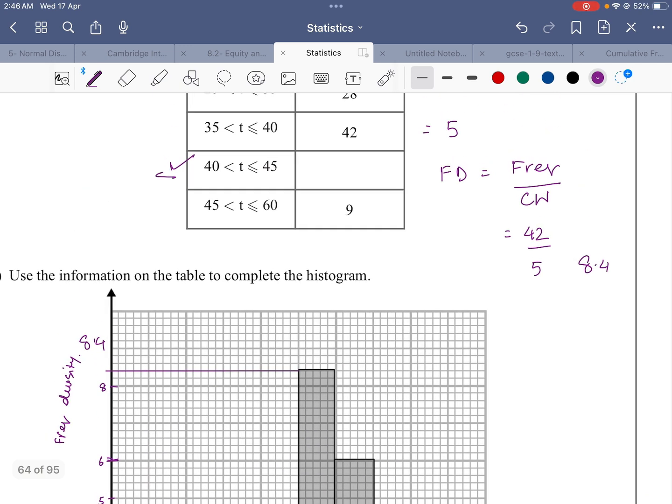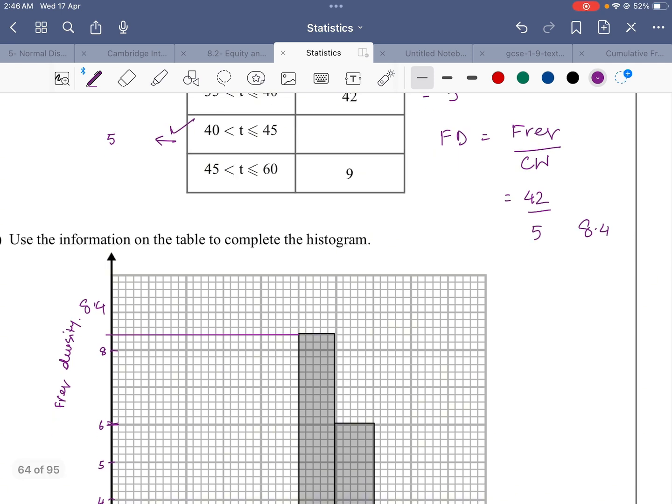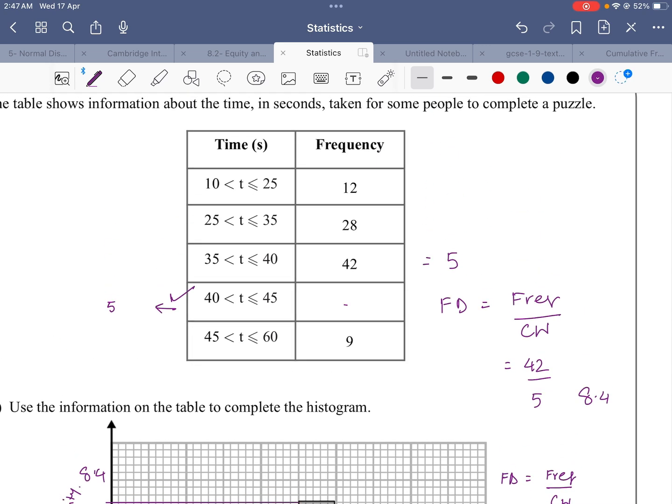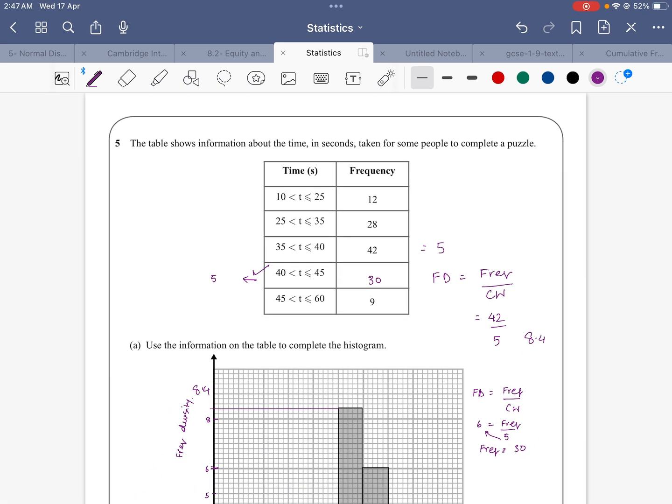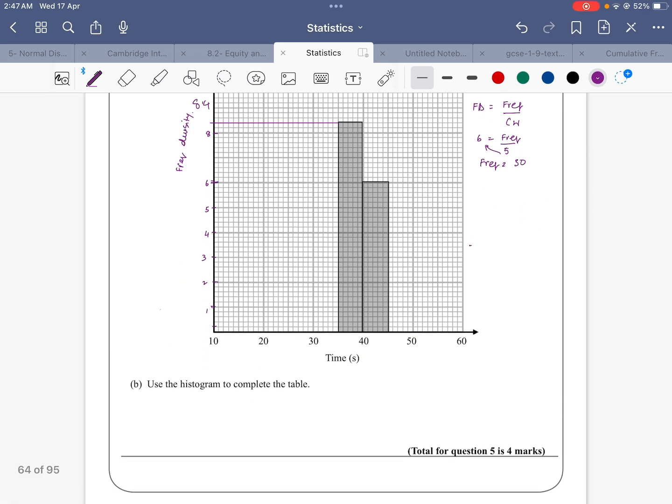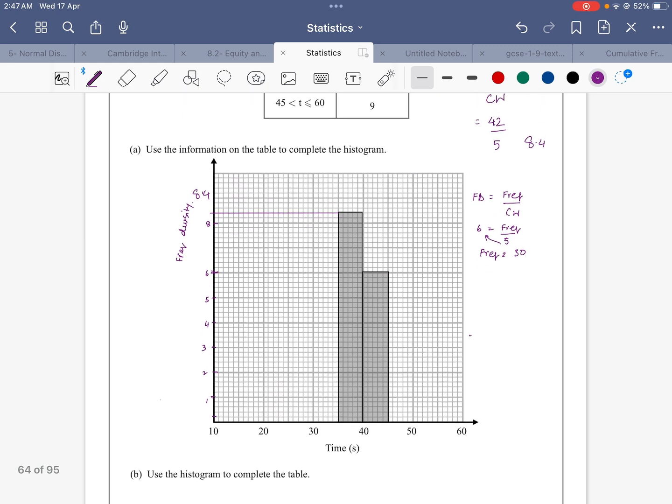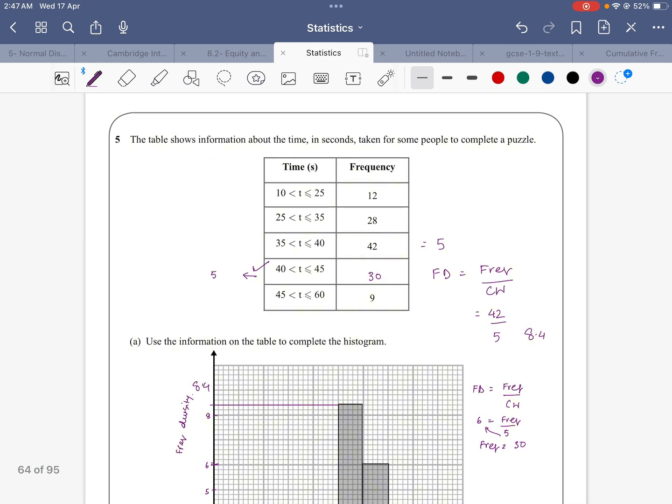So to calculate this, the class width is 5. Let's apply the formula for frequency density once again. Frequency density is equal to frequency upon class width. We know the frequency density, which is 6. We don't know the frequency, and we know the class width, which is 5. So for this one, the frequency is going to be 30 after cross multiplying. So we complete this table by putting in 30 over here. Use the histogram to complete the table. We have already done this.